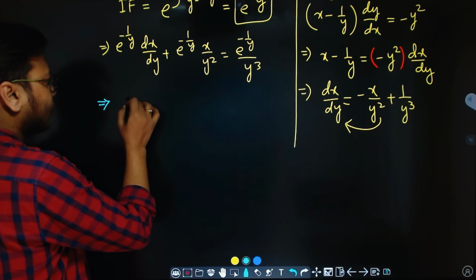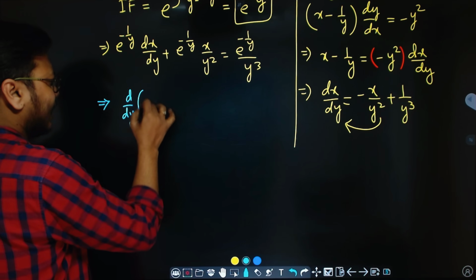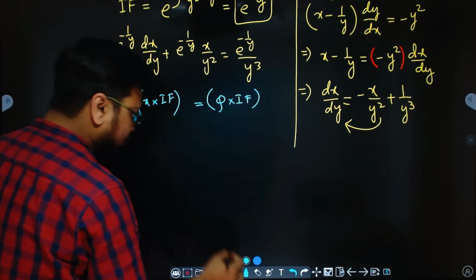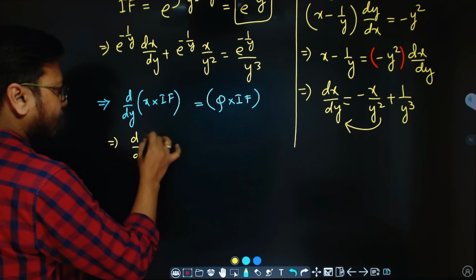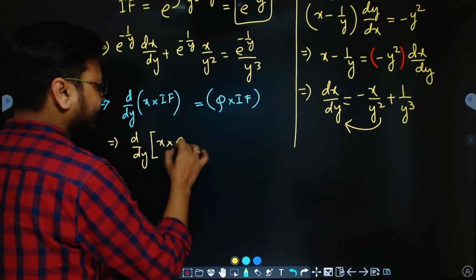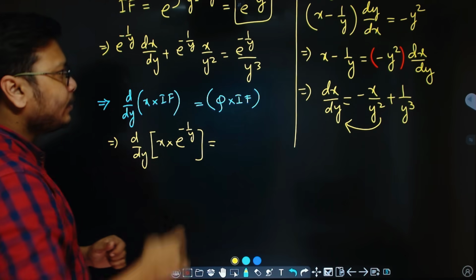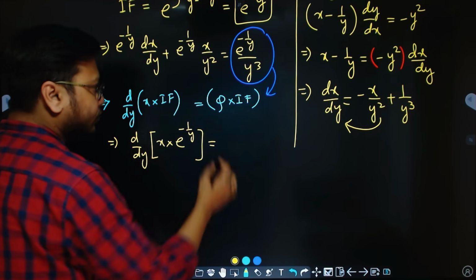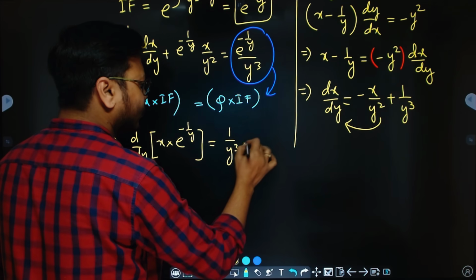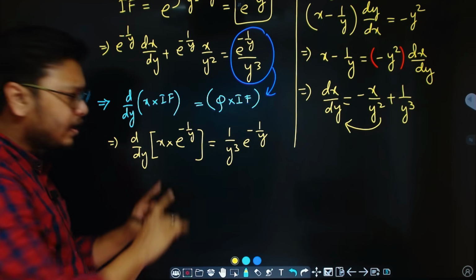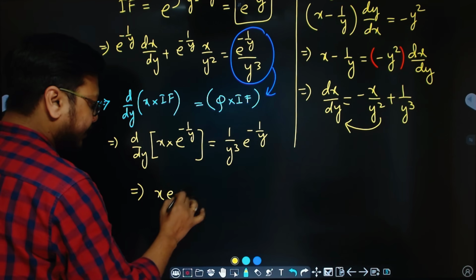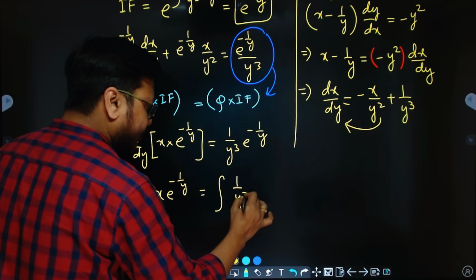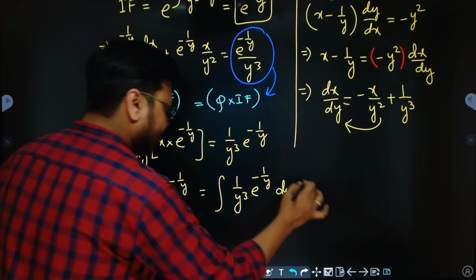The format of the solution was d/dy of x into integrating factor equals q into integrating factor. So that would be d/dy of x into integrating factor, which is e to the power minus 1 by y, and q into integrating factor is basically, this is your q into integrating factor, right? Because I've already multiplied. So q into integrating factor is 1 upon y cube e to the power minus 1 by y. Okay, so now if I integrate both sides, I'll have x e to the power minus 1 by y equals integration 1 by y cube e to the power minus 1 by y dy, right?